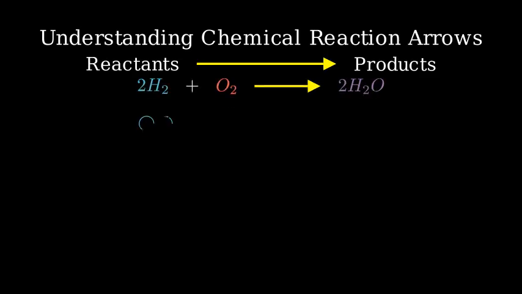When hydrogen gas combines with oxygen gas, it forms water. The arrow shows us that hydrogen and oxygen are being transformed into water.